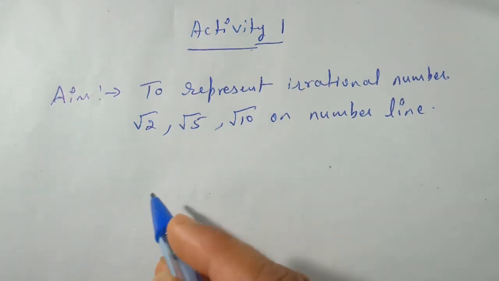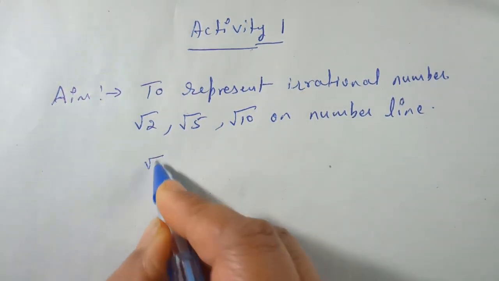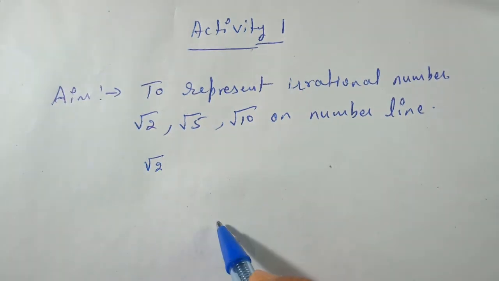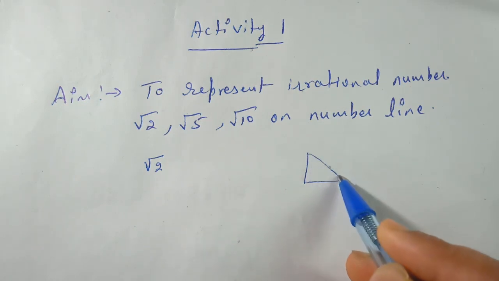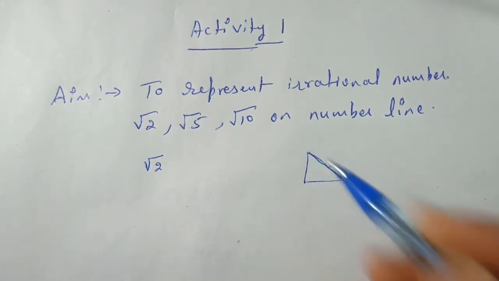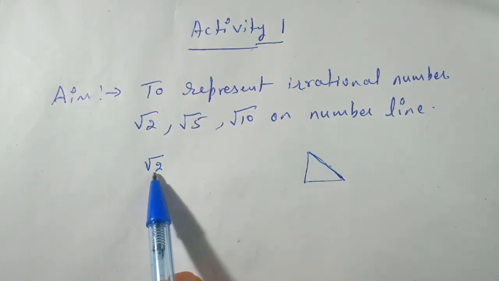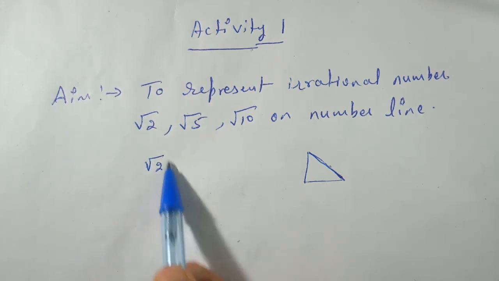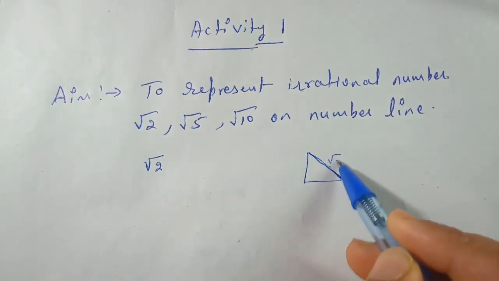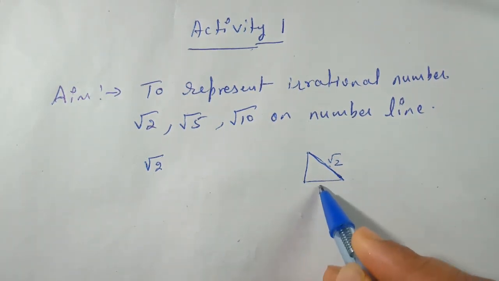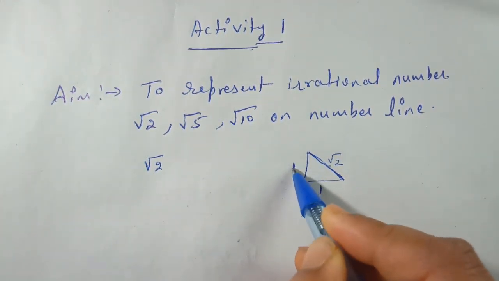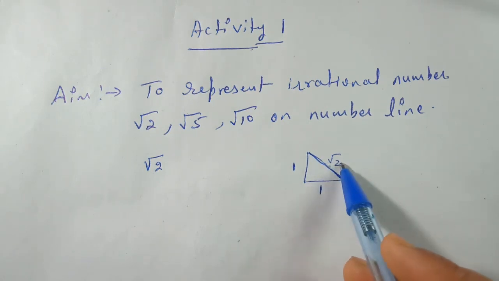So first of all, before starting, we have to understand the concept of how root 2 is formed. For it, we're going to draw a right angle triangle and we are going to get the number root 2. So the root 2 number will come over here. How will it come here? If we take the measurement 1 here and 1 here also, then this will be equal to root 2.